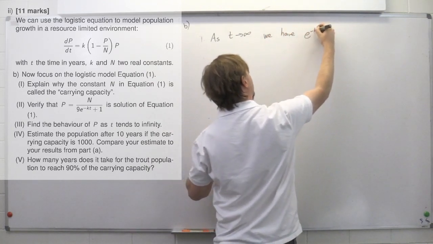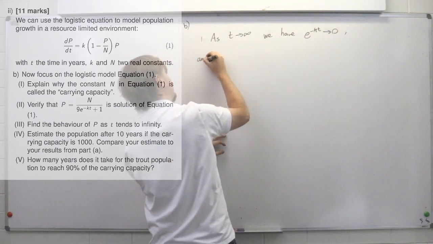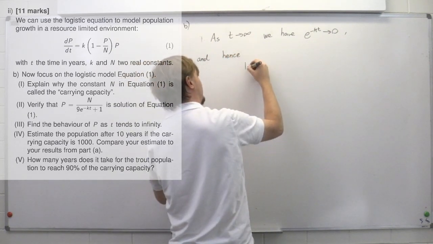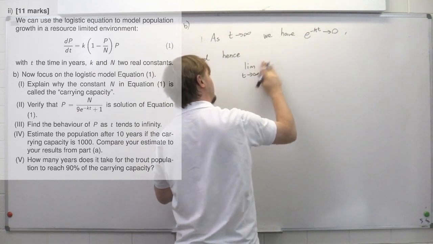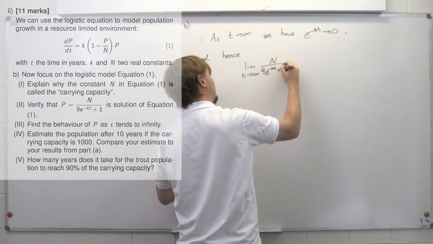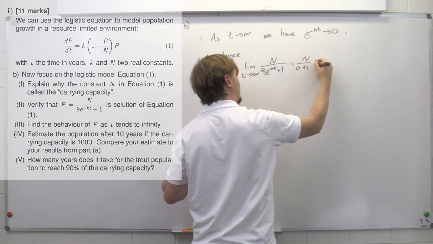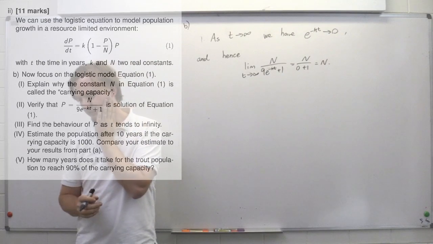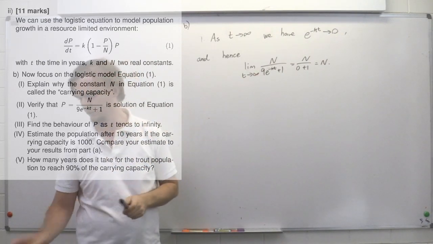We have e to the minus kt tends to 0, and hence I'm going to find that the limit, as t tends to infinity, of this population, which is n over 9e to the minus kt plus 1, is really just n over 0 plus 1. It's going to n. Which makes sense, because we know that we should be heading towards the carrying capacity as t is increasing.